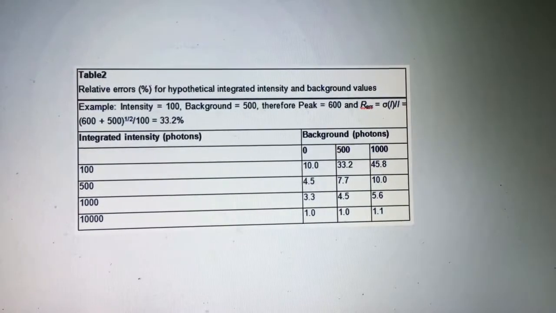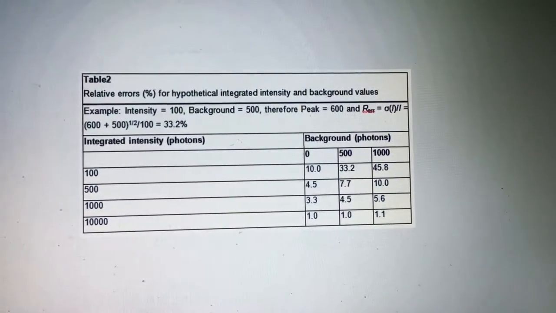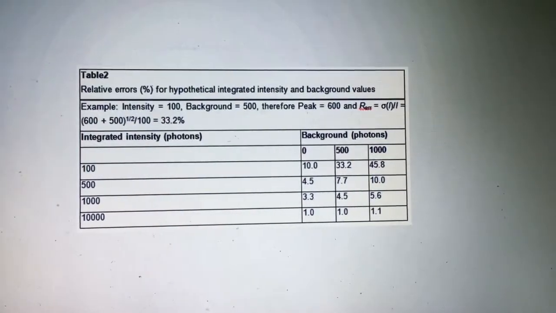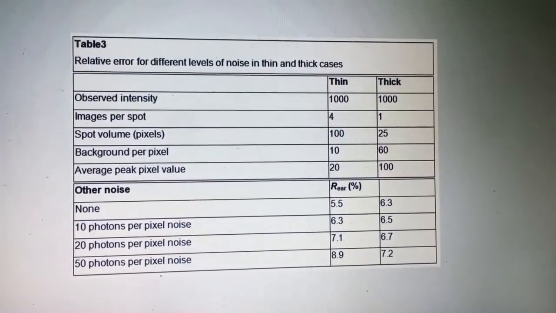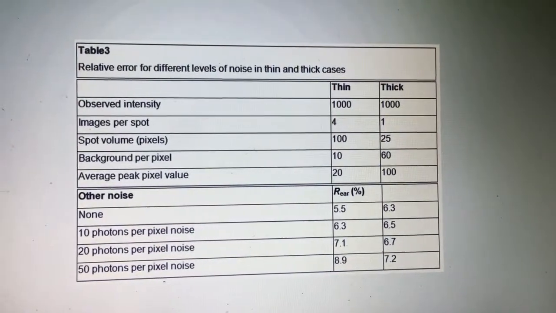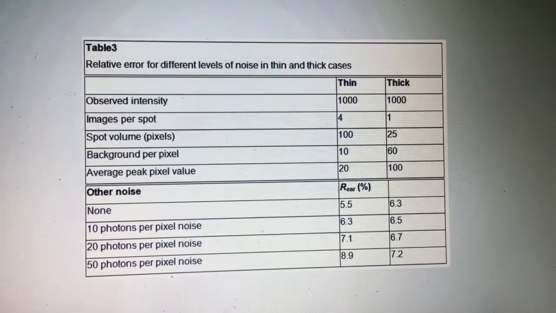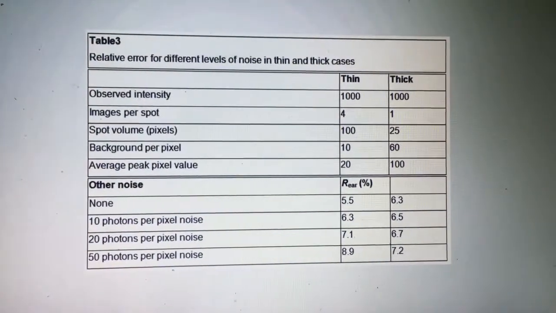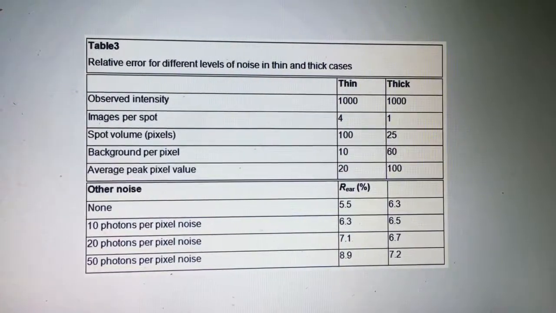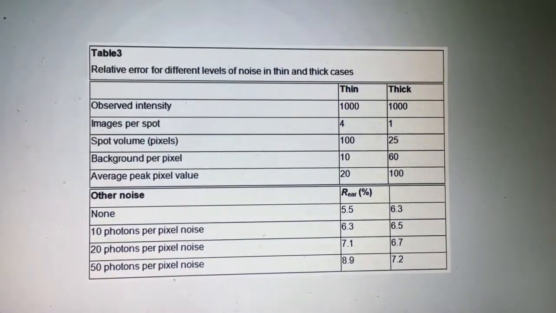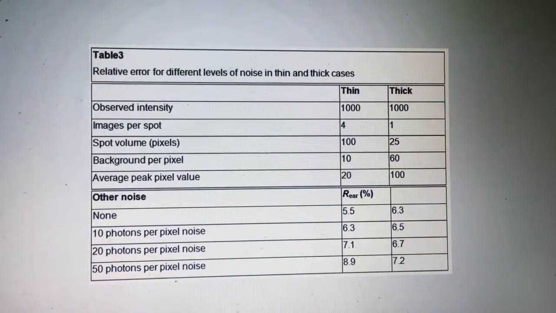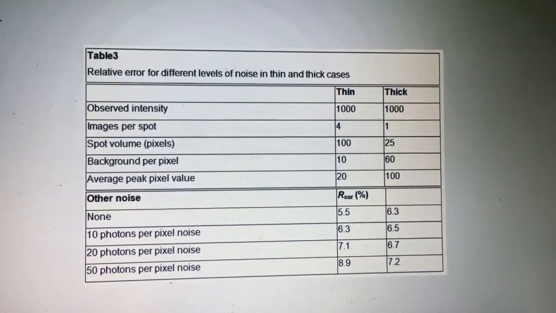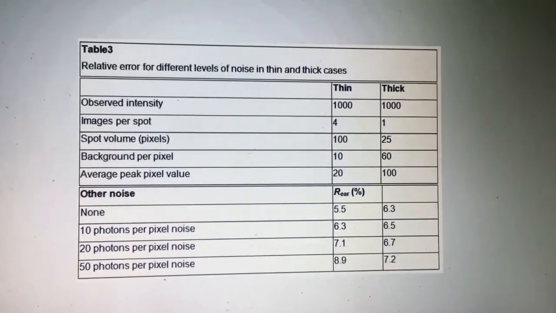From table 2, the relative error is shown as a function of observed intensity and background values, for background values of 500 and 1000. From table 3, it is clear that any additional error or noise per pixel is less deleterious to a thickly sliced image than to a thinly sliced image. In the latter case, more pixels are required to integrate or observe peak pixels. Table 3 shows some hypothetical values since modern detectors do not contribute 50 photons per pixel of noise.